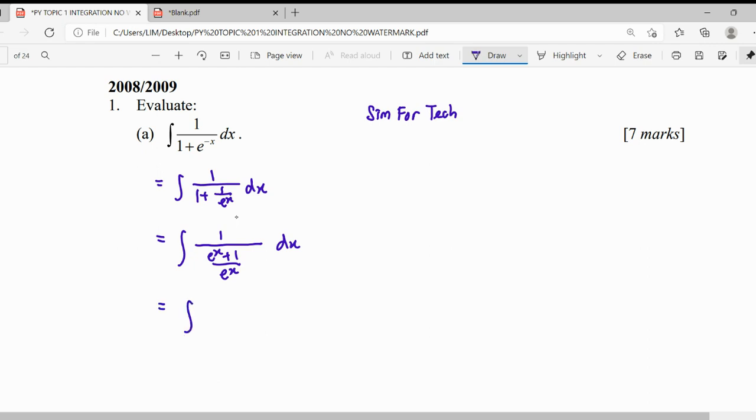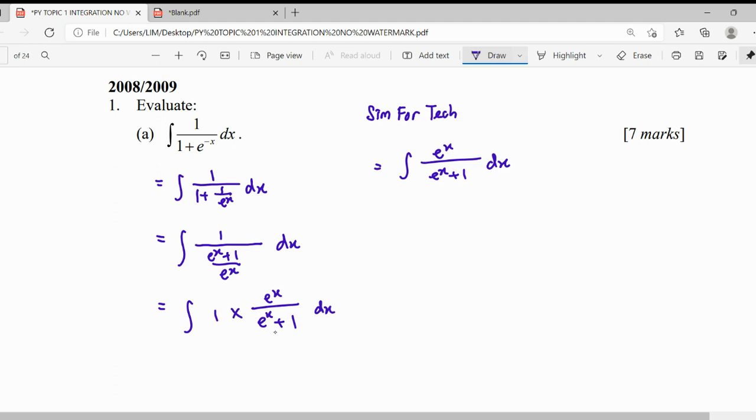When we have 1 divided by something, it can become multiply, then reverse the position of denominator and numerator. So you can see 1 divided by this fraction will become 1 times the fraction reversed, penyebut pergi ke atas, pengangka turun jadi penyebut. So our question here will be the integral of e^x over e^x plus 1. So this is our question that we simplified.